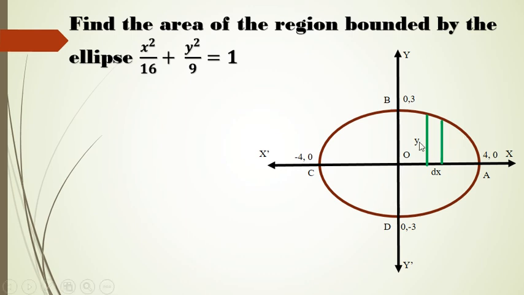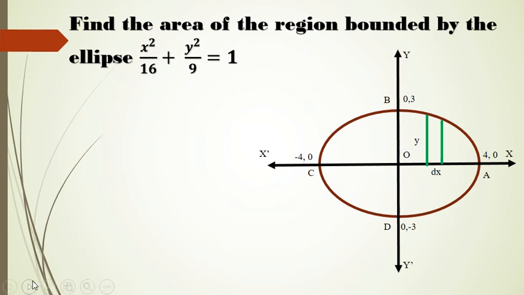If we find out the area of this strip y into dx and apply definite integrals, dx changes from 0 to 4, then we get the area of O, A, B, O. When the area of this part is multiplied by 4, then we get the area of the ellipse whose equation is given here.